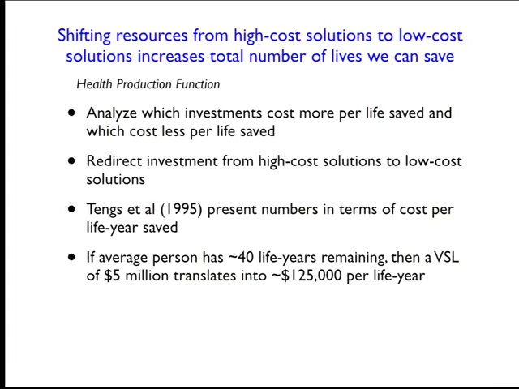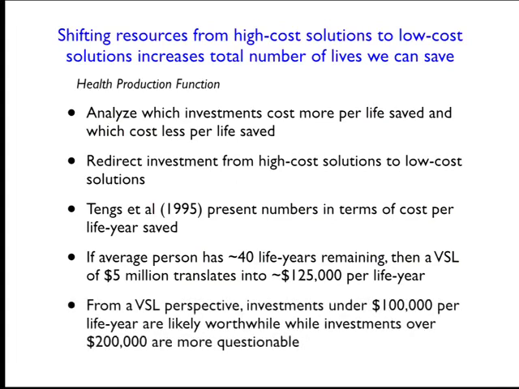So if you want to think about which of these investments would make sense if you're using a VSL in the range of $5 million, then the cutoff would be that you'd want to do investments that are, say, around $100,000 or less per life year saved, whereas once you get maybe above $200,000 or so, it would be more questionable whether you'd want to make those investments.